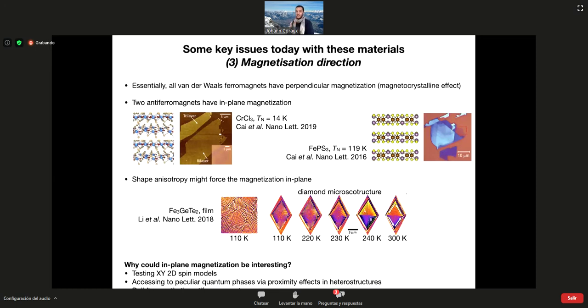So the last issue, or point, was already addressed in the previous talk. It's about the direction of magnetization. There are indeed, as was said, almost all the compounds have perpendicular magnetic anisotropy. The magnetization tends to point perpendicular to the layer. There are exceptions, though, especially in the case of antiferromagnets. We already heard that a moment ago. These three atomic compounds as well.